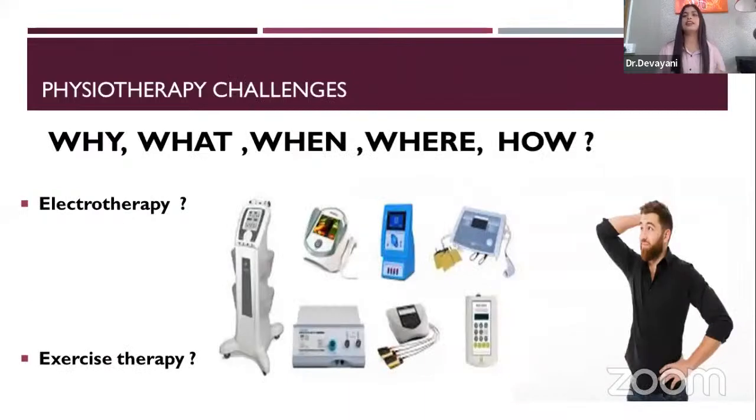Now the challenges that all the physios face. Why, what, when, where, whether electrotherapy, exercise therapy. Electrotherapy is contraindicated, so what kind of exercises? All the electrotherapy modalities are contraindicated. Now what to do? Because lymphedema will increase with heating, even if the patient is in remission, even if the PET scan is clear. And obviously, if you're doubtful about metastasis, we don't go for anything which increases the lymphatic flow or the blood supply. So this is a big thing.